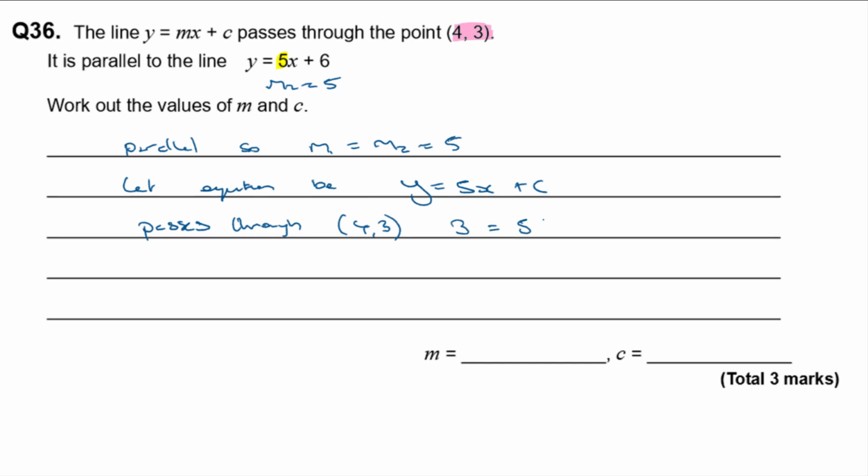And that's equal to 5 lots of the x coordinate, which is 4 plus c. So 3 is equal to 20 plus c, so c must be equal to 3 minus 20, it's minus 17, isn't it? Okay, so c is minus 17 and m is 5.